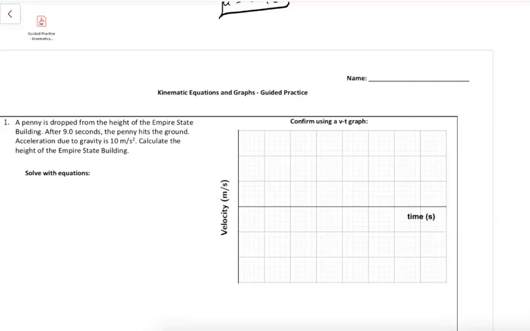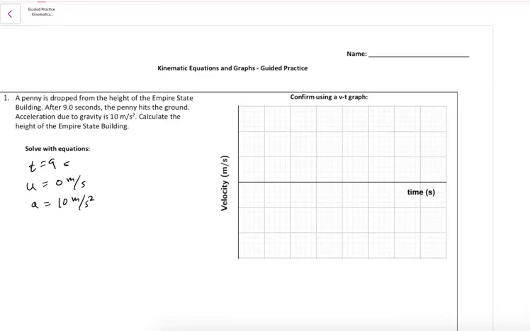So I know that t is equal to 9 seconds. I know that u is equal to 0 because it's being dropped. I know that a is equal to 10 meters per second squared. There might be some discussion of whether I should make it negative because it's going down. I'm not, right now, because down is the only direction the penny is going. If the penny were tossed upward, we'd have opposing directions and we would need positives and negatives. But I'm going to cheat a little bit and just say down is positive.